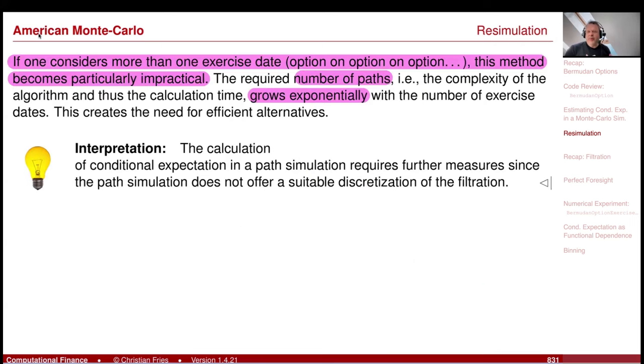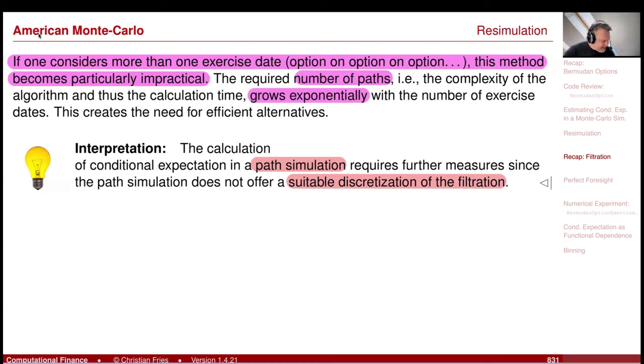Okay, so what's now the problem with a Monte Carlo simulation? The problem with a Monte Carlo simulation, so a simulation that simulates our sample path, is that we do not have a suitable discretization of the filtration. What do I mean with that?